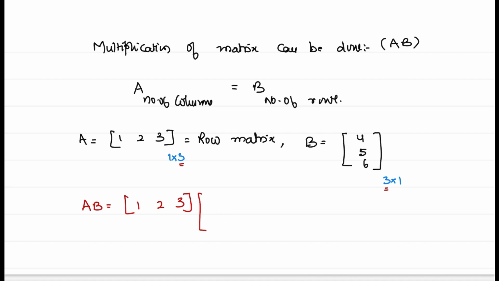Now the second is 4, 5, 6. Then it will be 1 into 4 plus 2 into 5 plus 3 into 6. This is equal to 4 plus 10, 14, 14 plus 18, 32. And it's a scalar quantity.